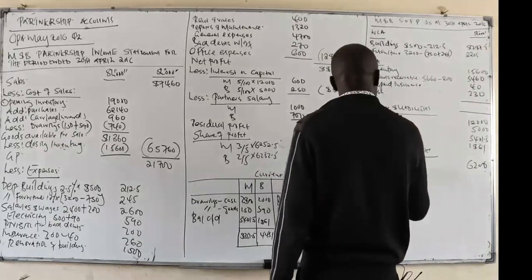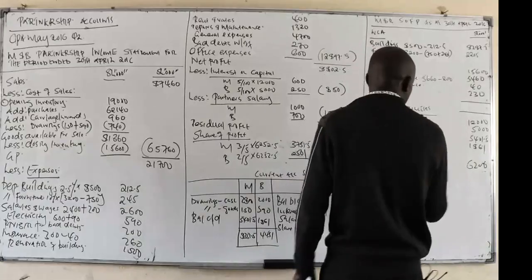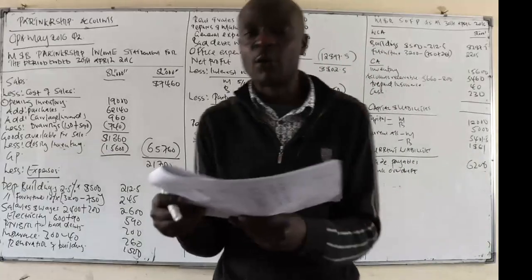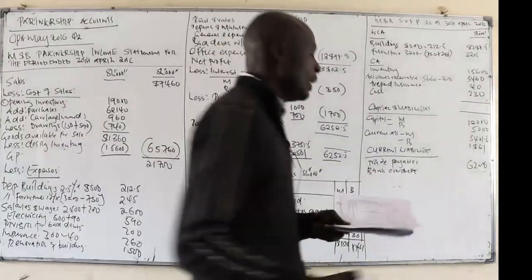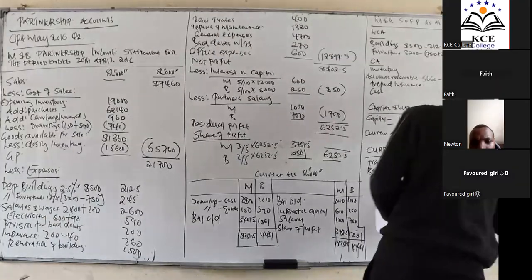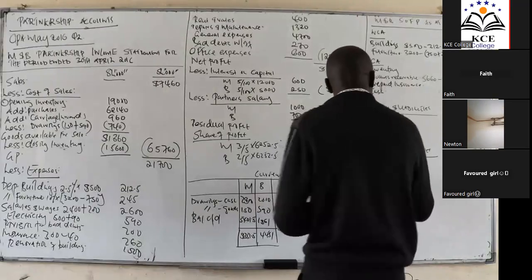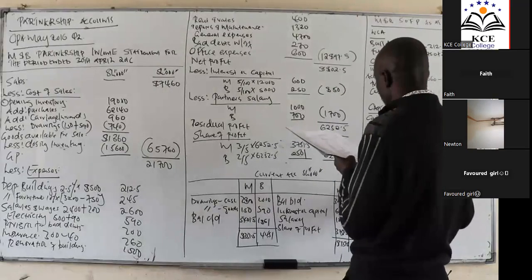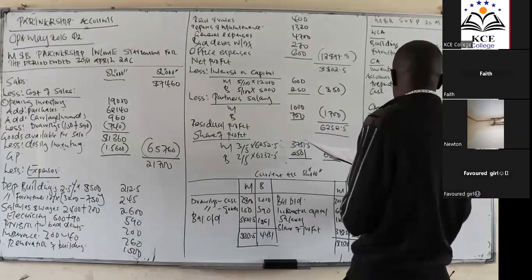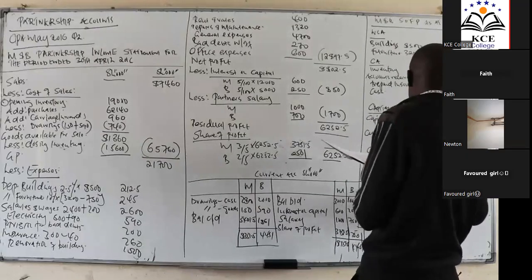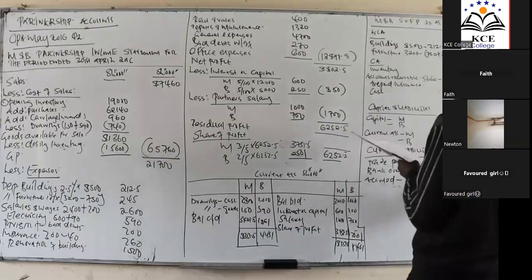Then we have bank overdraft. If the bank balance is on the credit side, it means it's an overdraft. It's not an asset, it's a liability. It is 1070. Then we have accrued what? Accrued salaries and wages. How much is it? 200.